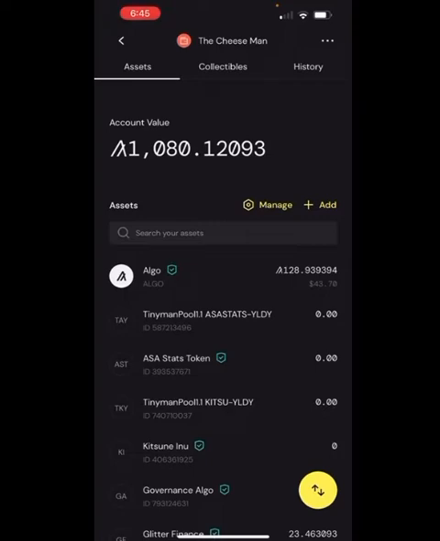So what I'm going to show you guys how to do is I use all of my money in this account to pool on different things like Tiny Man and Yieldly, and it's a lot of fun. I enjoy it quite a bit. You make a lot of rewards, and then you can convert those rewards into Algorand or other assets. I'm going to show you that here.